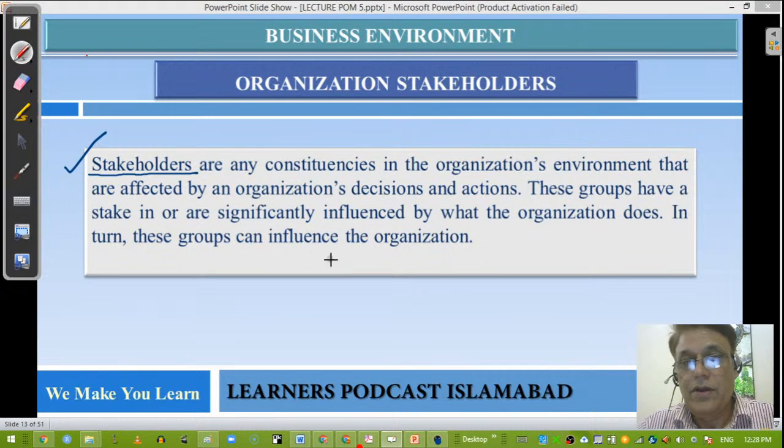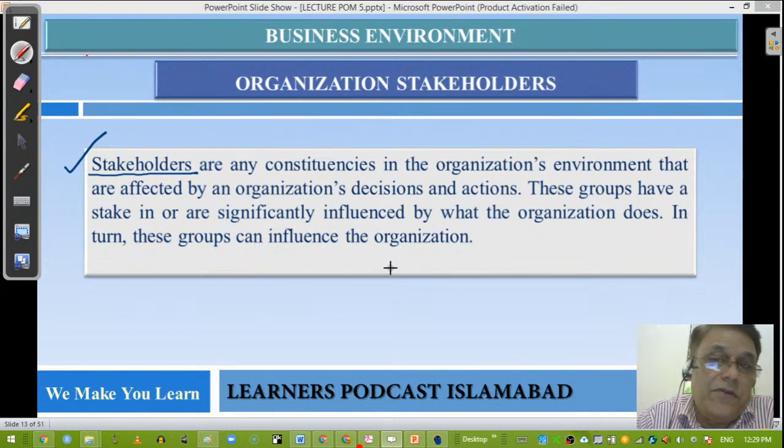So what are the stakeholders? Stakeholders are basically any part of the environment who are affected by the organization's performance. These are the different businesses or the different parts, like customers, parts of the environment, who are being affected by the business performance. For example, if the business is not performing up to their expectations, they will suffer. Similarly, the business is also affected by the stakeholders' performance. If the stakeholders are not meeting the expectations of the business, then the business will suffer. So this is very interesting. It is a two-way kind of traffic.